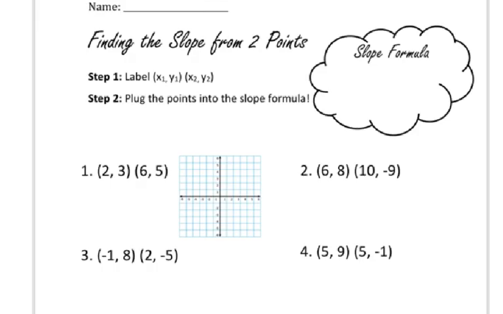So in the first example, we're going to graph it just so we can see what would happen if we had graph paper. So in number 1, we need to find the slope when we have 2 ordered pairs. The first ordered pair is (2, 3). And put that right there. The next ordered pair is (6, 5).